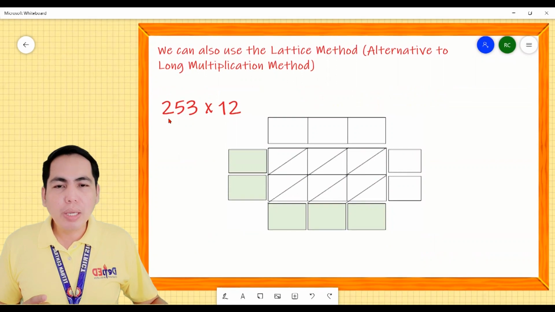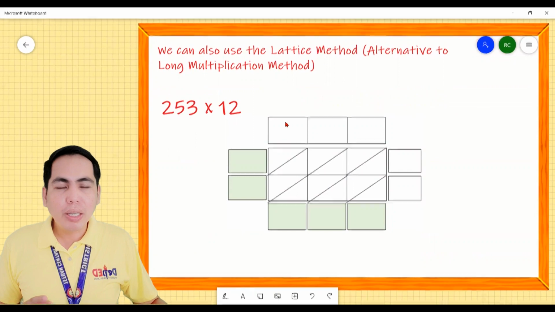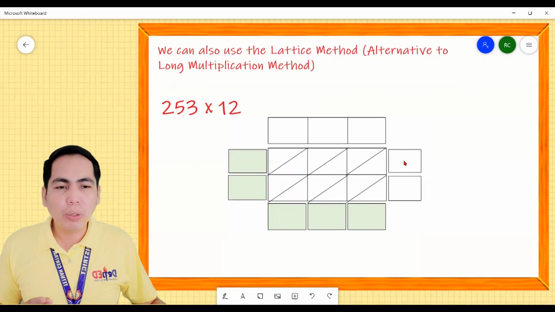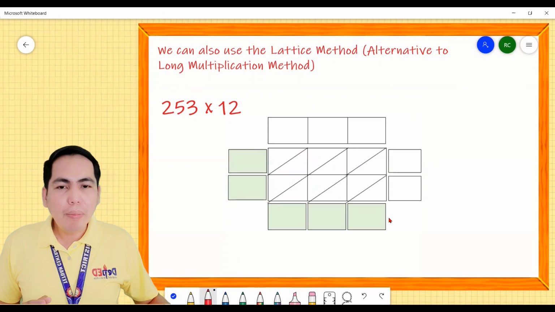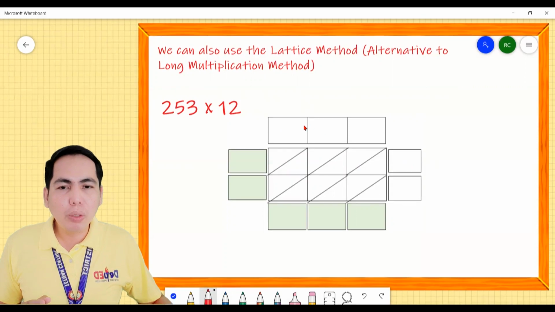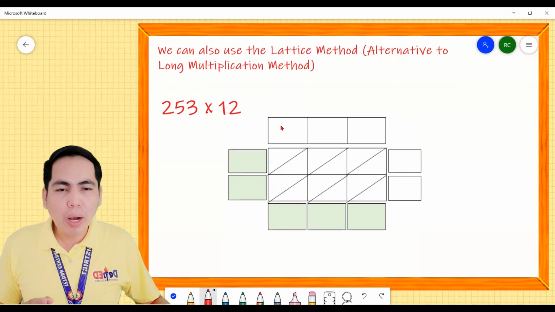So since we have a 3-digit number, that's why we have 3 columns. And our multiplier 12 has only 2 digits. That's why we also have 2 rows. Now, the number 253 we are going to put on top, 1 digit per box. So 2, 5, and 3.